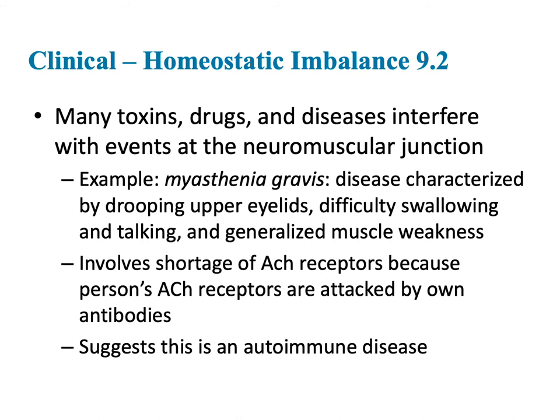Now, there are some poisons, like say the cobra poison, that's going to mess at the neuromuscular junction. That causes paralysis and death. But this example, myasthenia gravis, is actually going to make the person weak because they do have some receptors, just not very many.